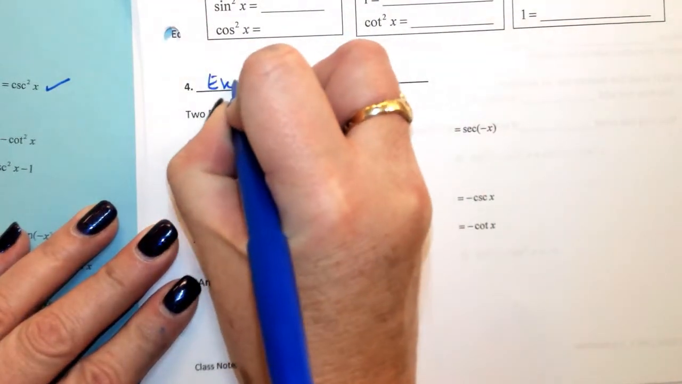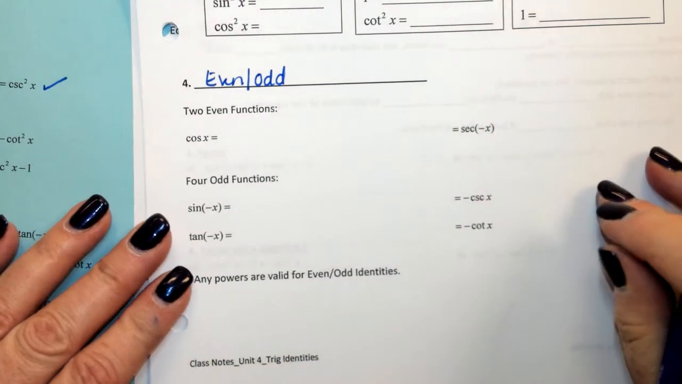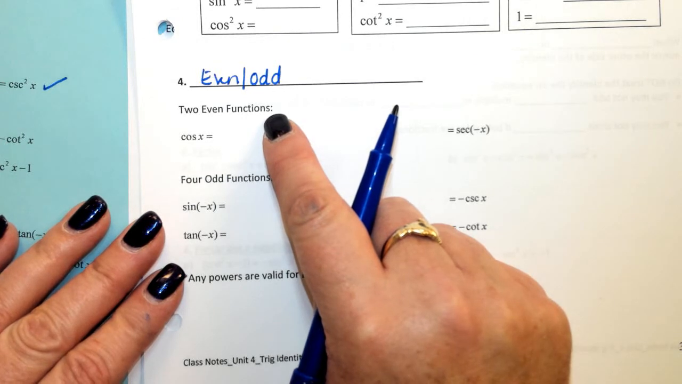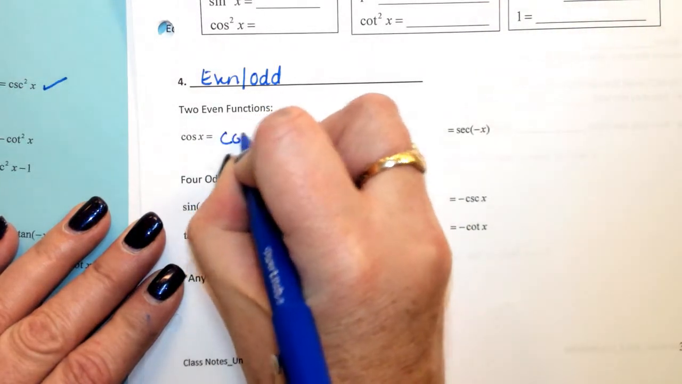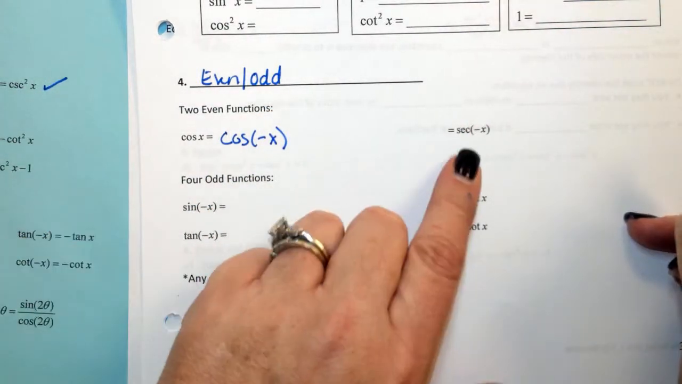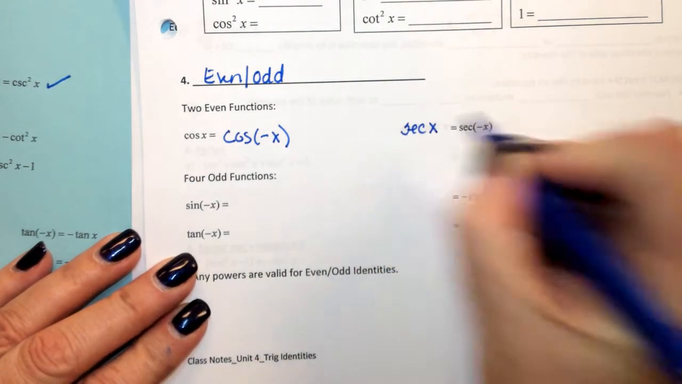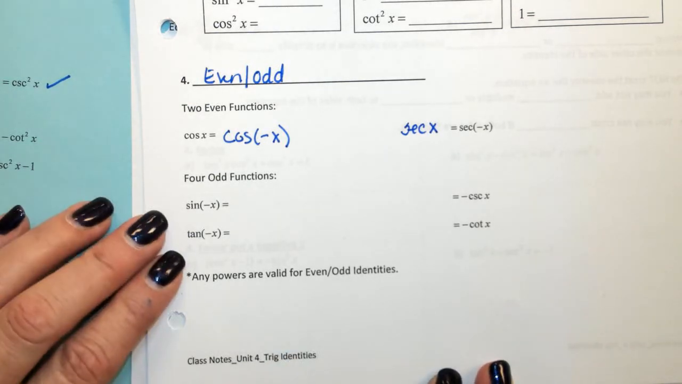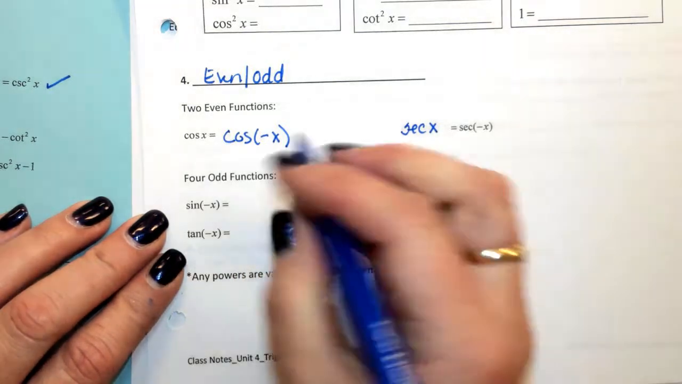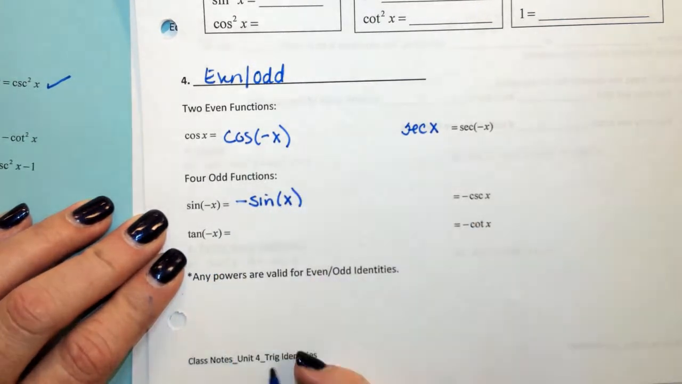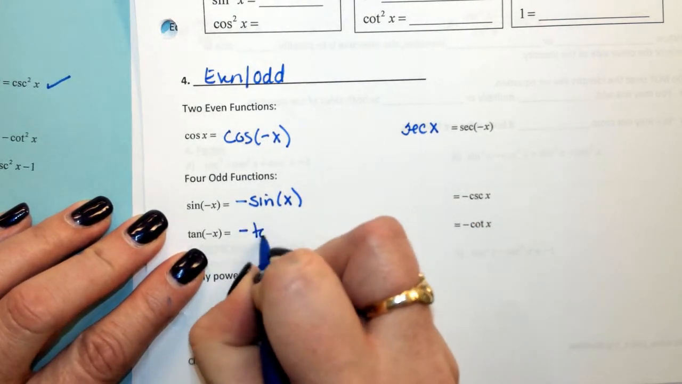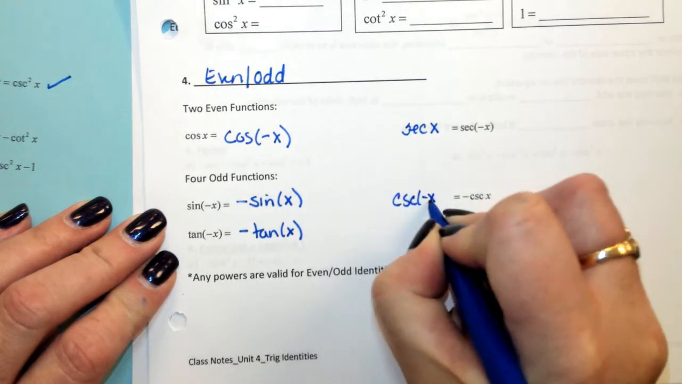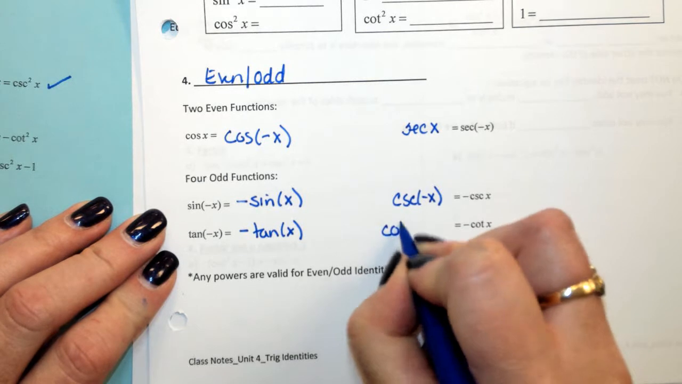Even odd functions you guys have already talked about. Remember, as I mentioned from the last 2 units, there's only 2 even functions, cosine and secant. Remember, cosine of x is equal to the cosine of negative x. Secant of negative x is equal to the secant of x. So there's only 2 even functions, cosine and secant. The other 4 are odd. Remember the algebraic definition for odd functions. Sine of negative x is equal to negative sine of x. Tangent of negative x is equal to negative tangent of x. Cosecant of negative x is equal to negative cosecant of x. And then we've got the cotangent of negative x.